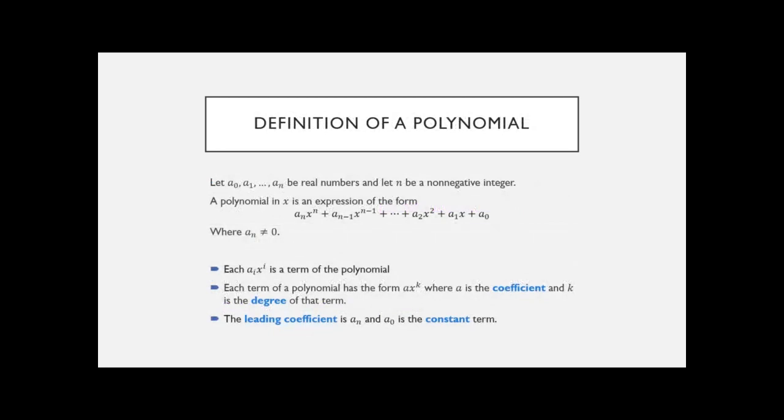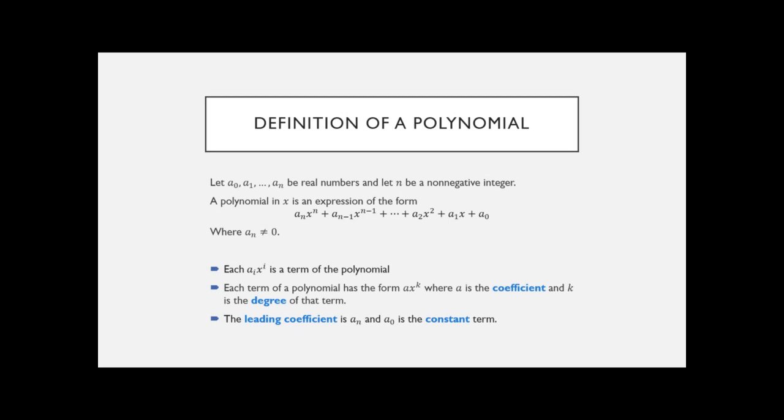So let's look at the mathematical definition of a polynomial. We've got a naught. A with a 0 as a subscript is pronounced naught. Let a naught, a1, and so on to an be real numbers, and let n be a non-negative integer. That just means positive. A polynomial in x is an expression of the form, and then we've got this big long thing.